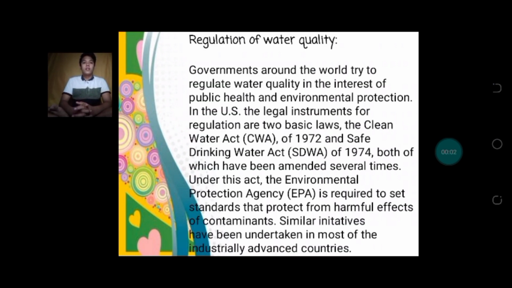Regulation of water quality. Governments around the world try to regulate water quality in the interest of public health and environmental protection. In the US, the legal instruments for regulation are two basic laws: the Clean Water Act, or CWA, of 1972, and the Safe Drinking Water Act, or SDWA, of 1974, both of which have been amended several times. Under these acts, the Environmental Protection Agency, or EPA, is required to set standards that protect from harmful effects of contaminants. Similar initiatives have been undertaken in most industrially advanced countries.